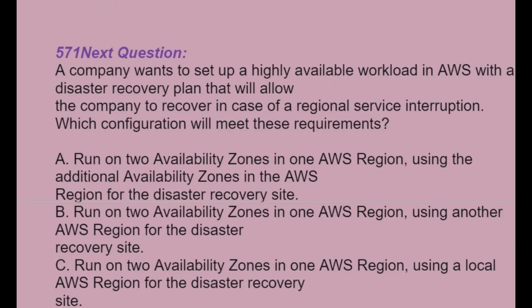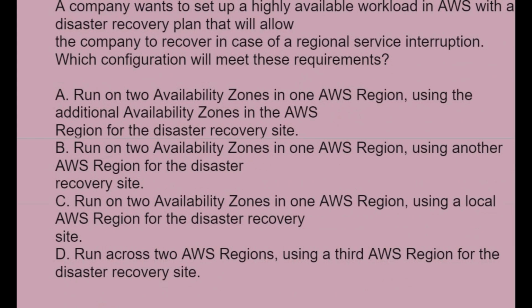Question is, a company wants to set up a highly available workload in AWS with a disaster recovery plan that will allow the company to recover in case of a regional service interruption. Which configuration will meet these requirements? Option A, run on two availability zones in one AWS region, using the additional availability zones in the AWS region for the disaster recovery site. Option B, run on two availability zones in one AWS region, using another AWS region for the disaster recovery site. Option C, run on two availability zones in one AWS region, using a local AWS region for the disaster recovery site. Option D, run across two AWS regions using a third AWS region for the disaster recovery site. Correct answer is option A.